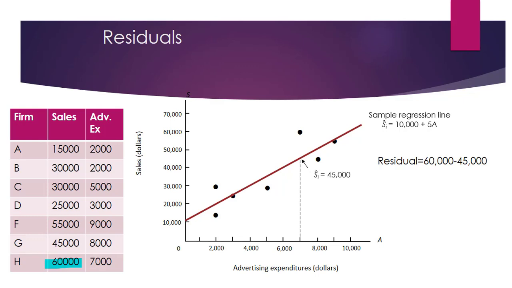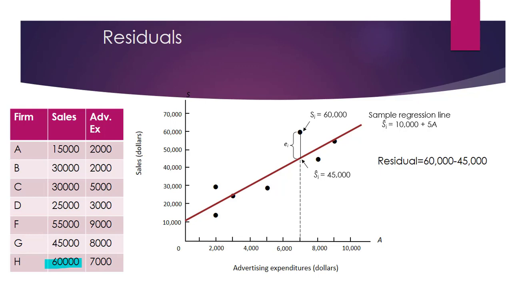She spent $7,000 on advertising. We then use our regression model to make a prediction of her sales. As we saw in the previous slide, 10,000 plus 5 times 7,000 is equal to 45,000. So our prediction for firm H's sales is $45,000. However, firm H actually makes sales of $60,000, $15,000 more.